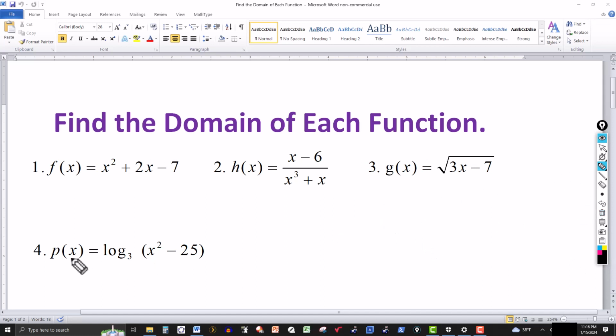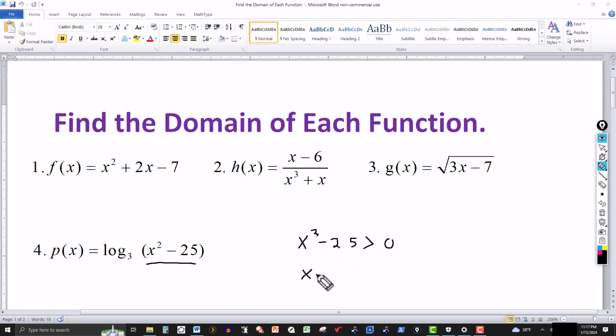And on the next one, we have a log function. P of x is equal to the log of x squared minus 25 to base 3. Here we have to remember that when you take a log of some number or some expression to a base, the expression has to be positive. Can't take the log of 0 or a negative number. So in order for this to be defined, x squared minus 25 has to be greater than 0. Log of 0 is not defined. So x squared minus 25 has to be greater than 0.